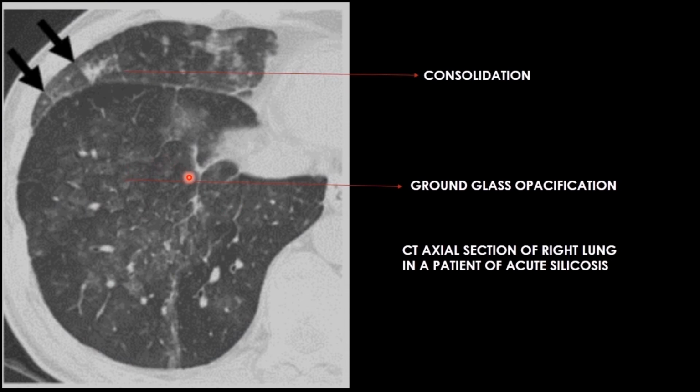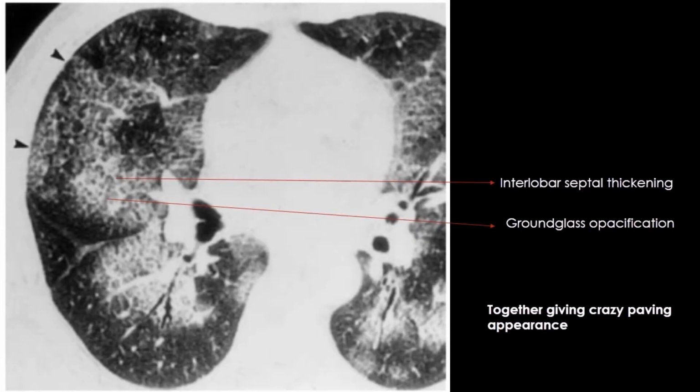This is axial CT chest in a patient with silicosis where you can find areas of ground glass opacification and also areas of consolidation. Case of acute silicosis where you can find areas of ground glass opacification in the bilateral lung fields together with interlobar septal thickening, both of them combined giving a crazy paving appearance, which is seen in acute silicosis.